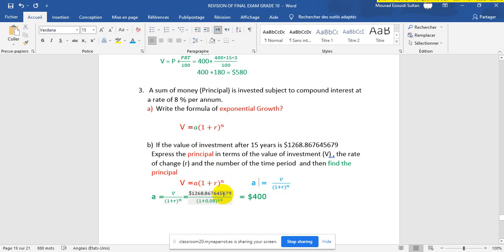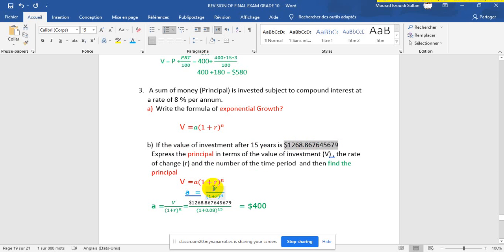Okay, now my daughters, after finding A, you will just find the value of this principle. You will make V is what? This is V, my daughters. You should put it here. This one is the V divided by 1 plus a rate. You can see rate is 8%, means 0.08. 8% means 8 divided by 100. So it will be 0.08. Then just calculation, you will get $400.